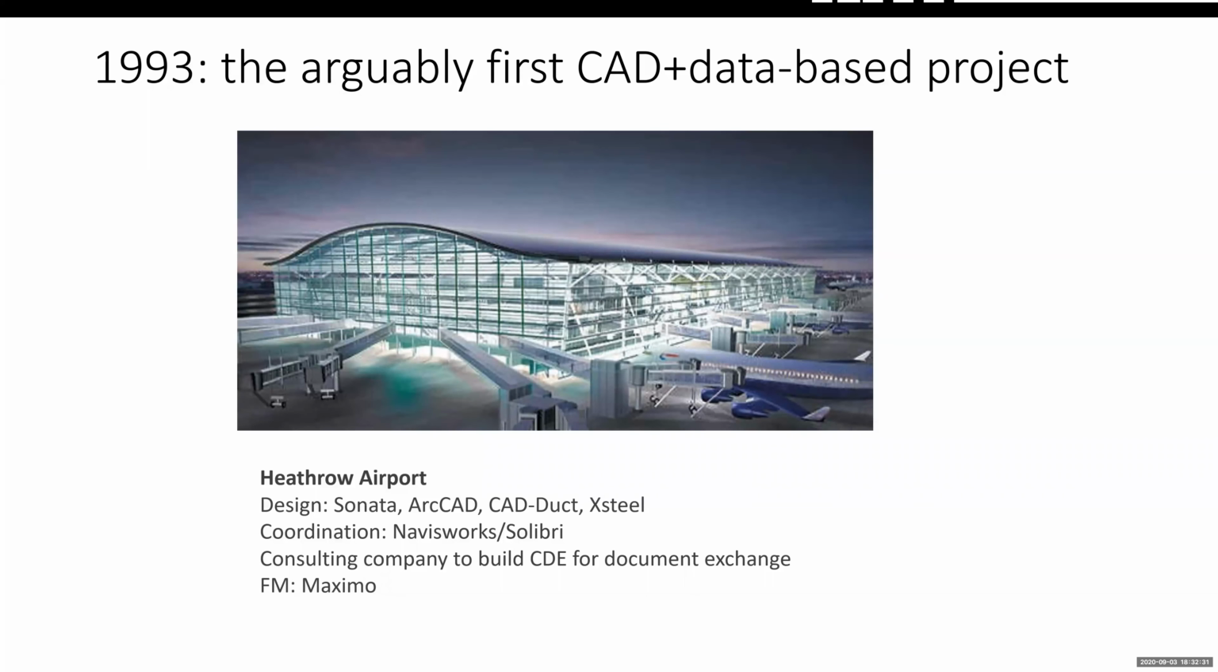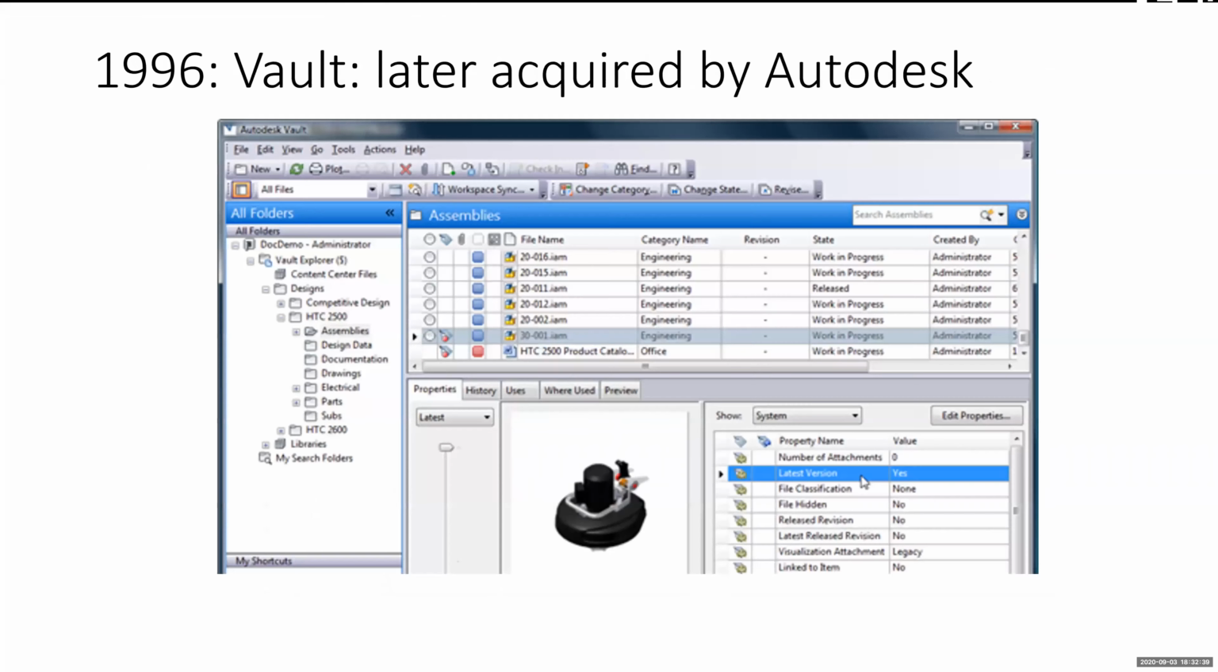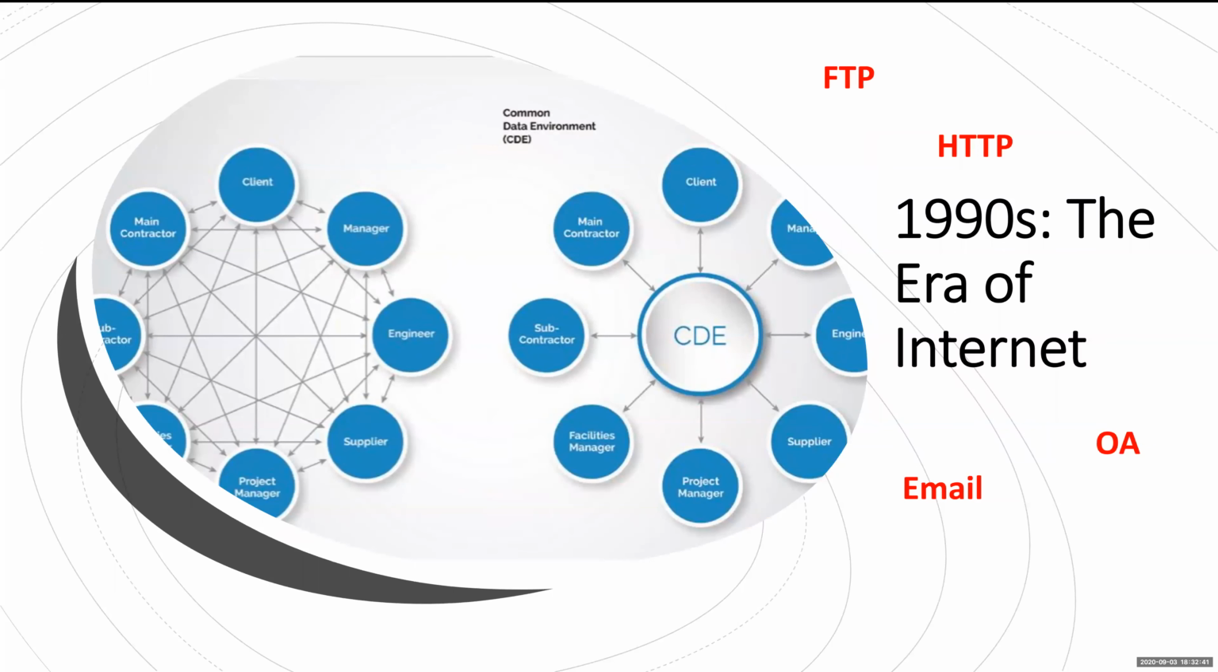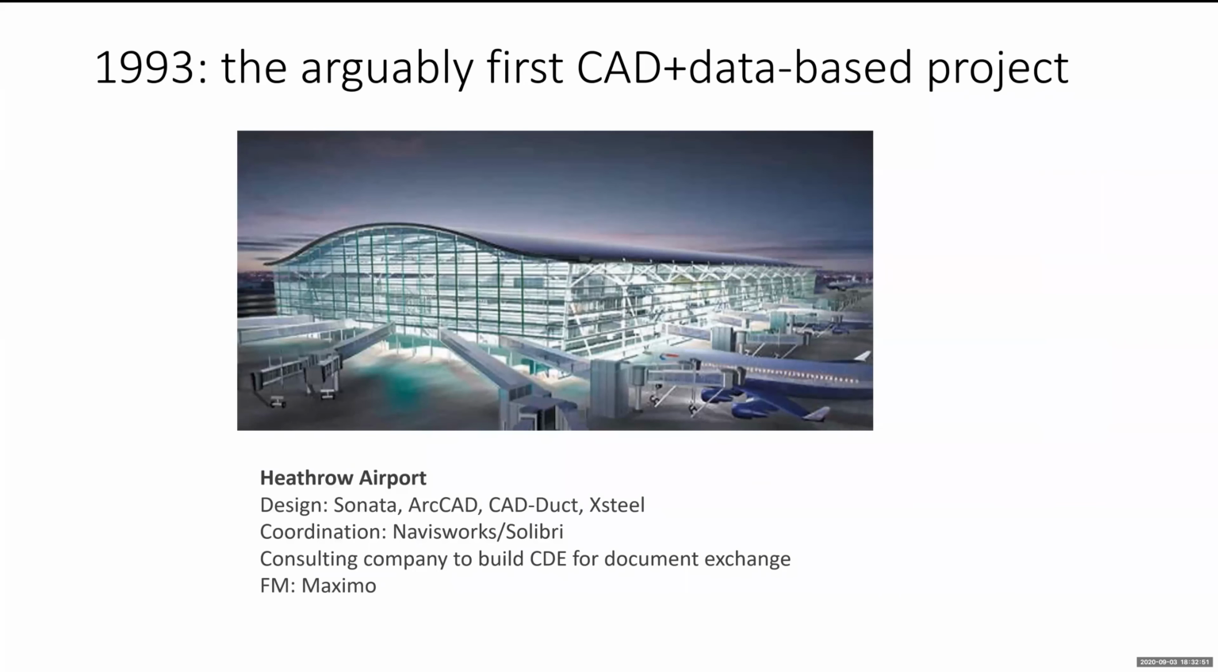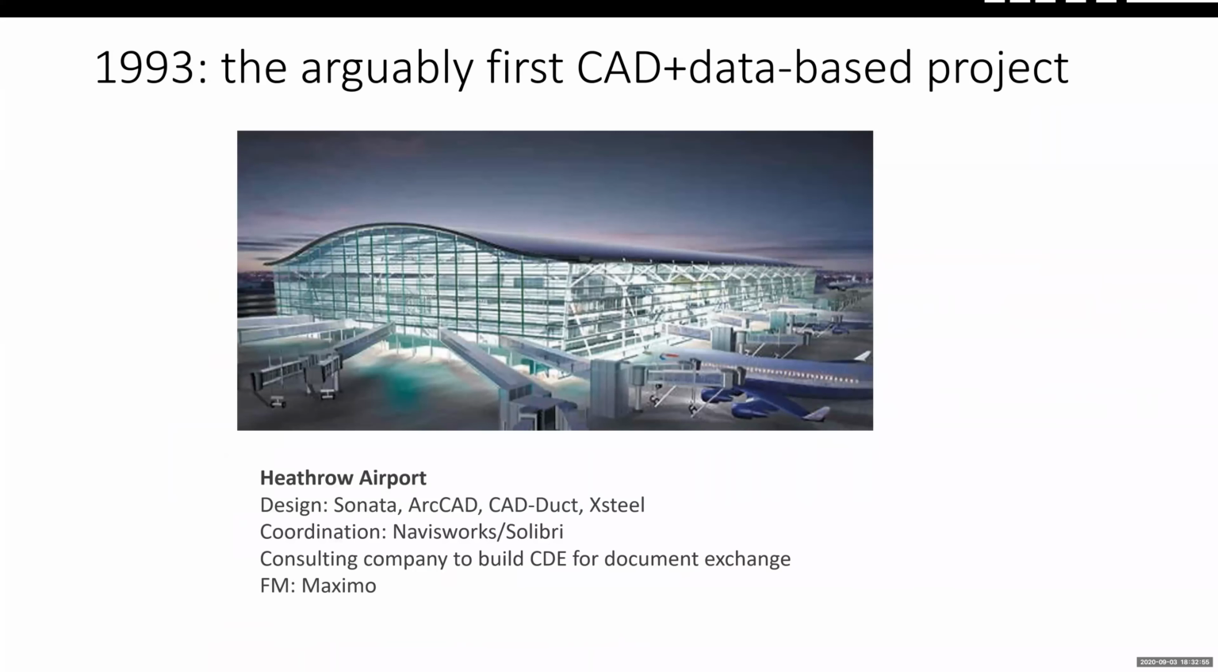And also for coordination, they used Navisworks and Solibri. And they also hired a consulting company to build something called a CDE. The CDE is actually the common data environment. You can imagine the CDE is what I mentioned, the FTP server. It's actually an address you can use to store all your data there. And they also used a program called Maximo to manage their facility management.